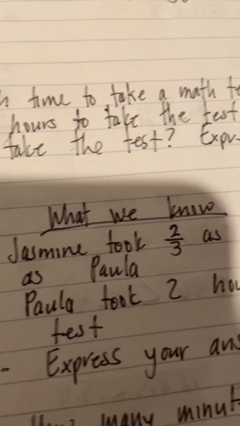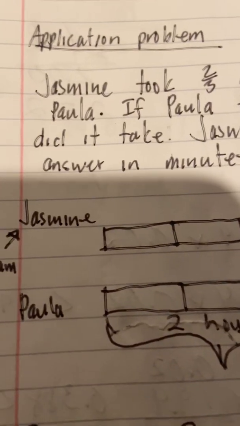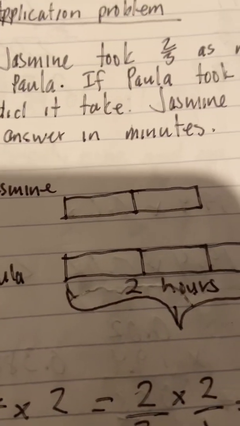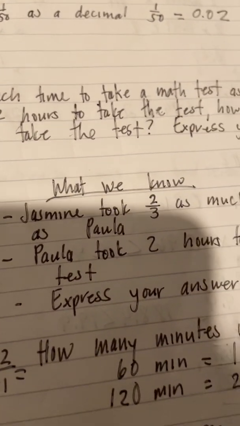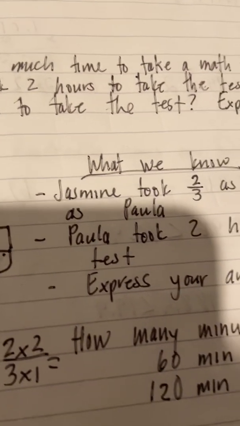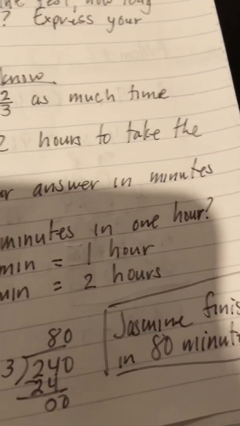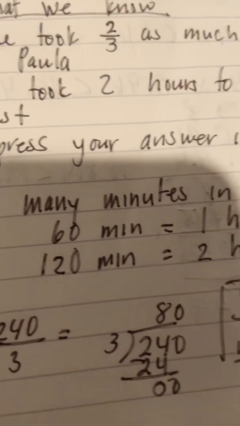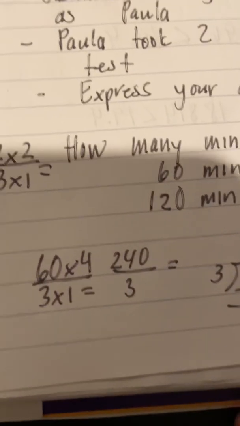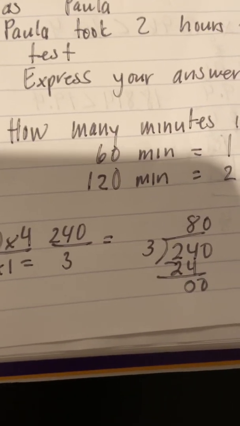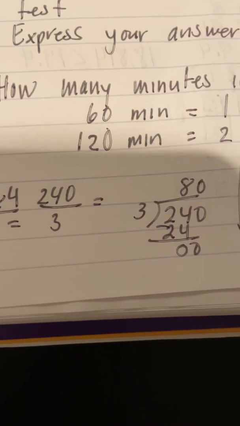If Paula took 2 hours to take the test, how long did it take Jasmine to take the test? Express your answer in minutes. What we know is that Jasmine took 2/3 as much time as Paula. Paula took 2 hours, but they want us to express our answer in minutes. So how many minutes are in 1 hour? There are 60 minutes, but since it took her 2 hours, 60 plus 60 is 120. 120 minutes equals the 2 hours.